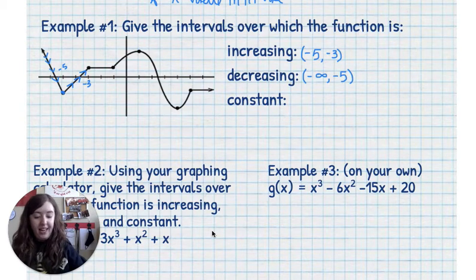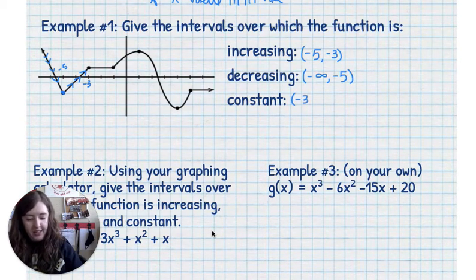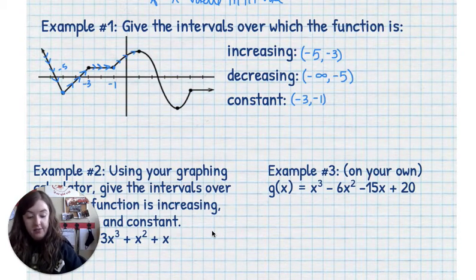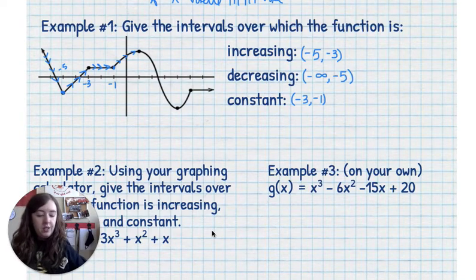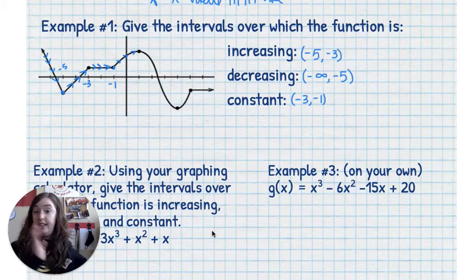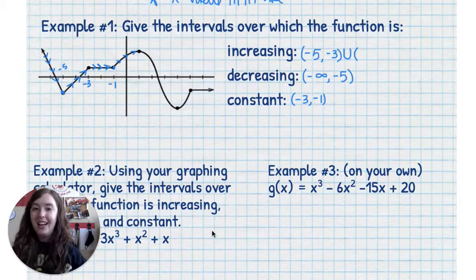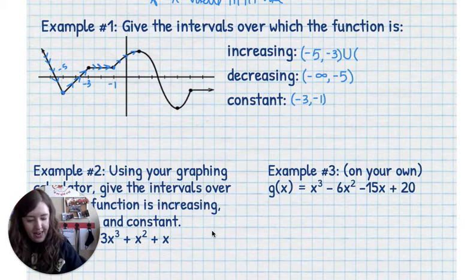At -3, I begin to go constant, right? So I need to stop and start back up, I mean. And we're constant all the way until right here at -1. Then my graph starts going up again, right? So that means it's increasing. So I want to put another interval that's going to continue to be increasing. I'm going to put a U for a union to add this next little guy onto there. So I am increasing from -1 until 1, because I'm right here at 1.